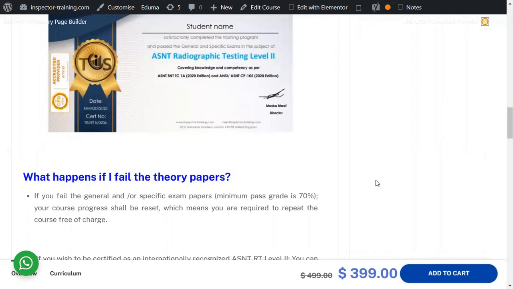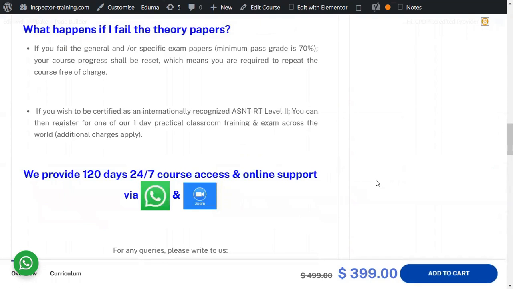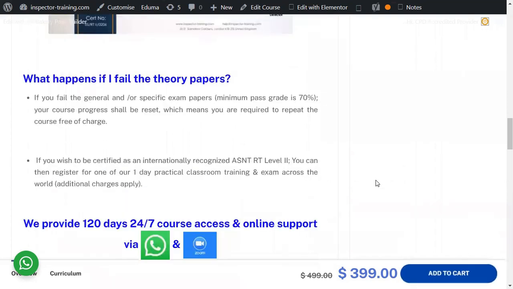Now, what happens if you fail any of these tests? The minimum pass grade is 70% and you are only allowed to do it once. We will reset the course for you and you're allowed to do it once more free of charge. But the course, I believe, is so user-friendly and so in-depth explained that there is very little chance of you failing our exam.